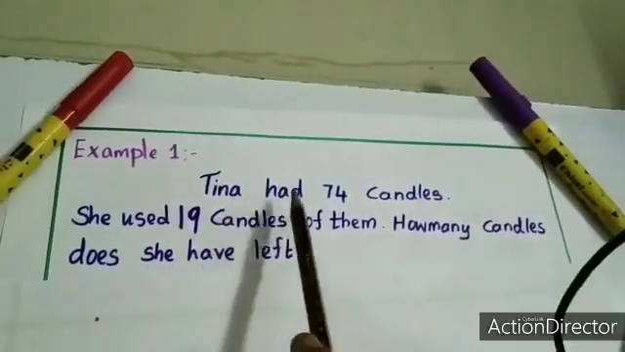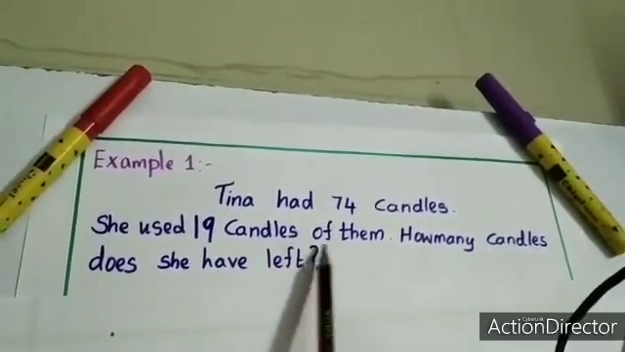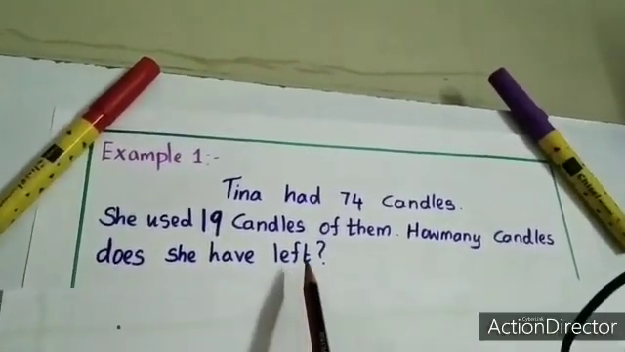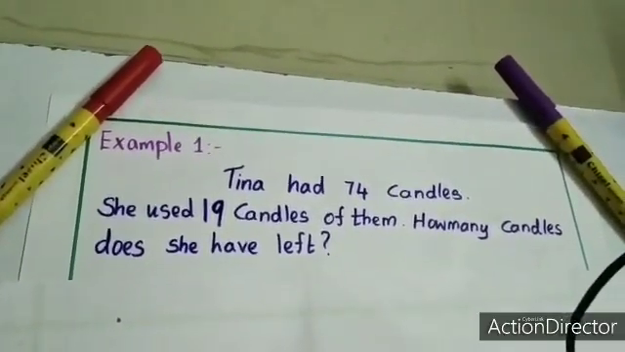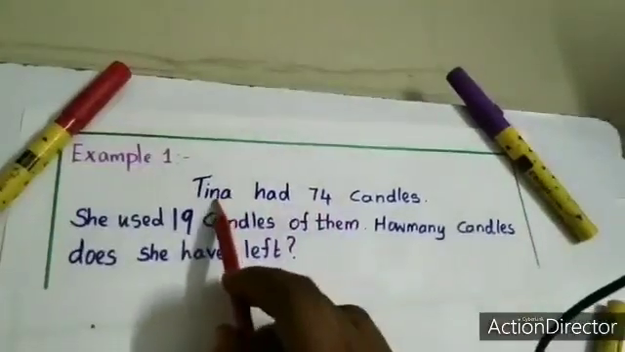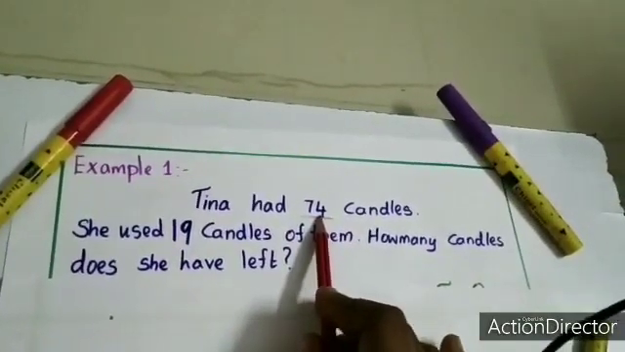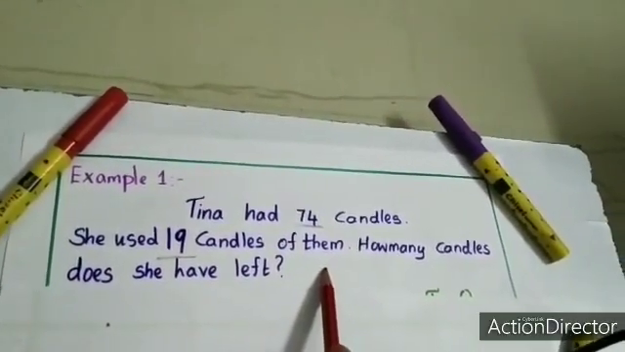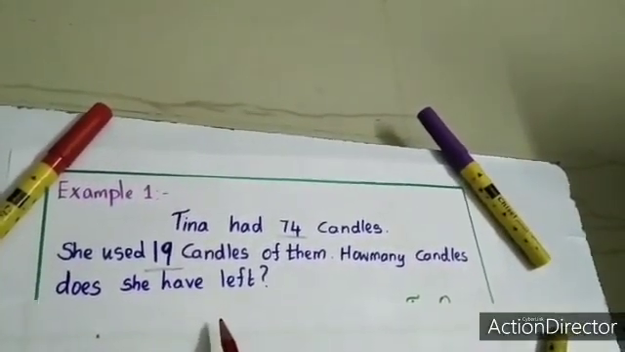Example 1. Tina had 74 candles. She used 19 candles of them. How many candles does she have left? Now, let us see what information we have and what we have to find out. Tell me, children. Information: Tina had 74 candles. She used 19 candles of them. We have to find out how many candles she has left.